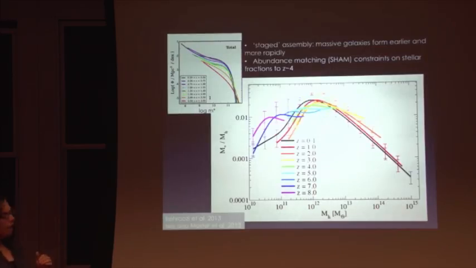There we go. So this is showing the same results, now color-coded by redshift. So you can see how the shape of this function is changing over time. And what we can see immediately from this is that at the very massive end, the number density of galaxies hasn't changed very much since a redshift of 2. So these massive galaxies formed very early and rapidly, while the low mass galaxies are still building up their mass.